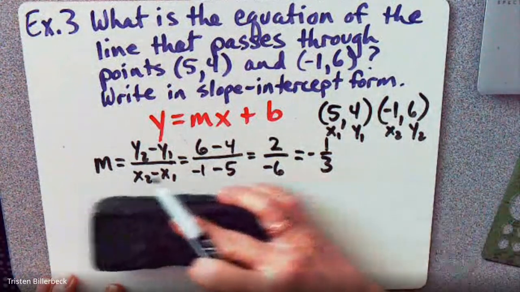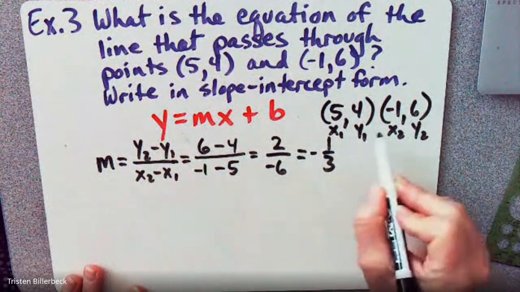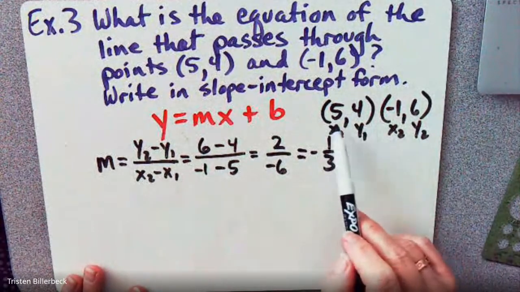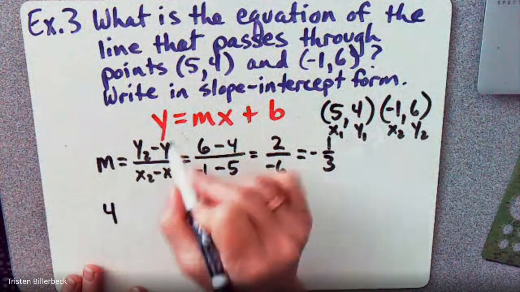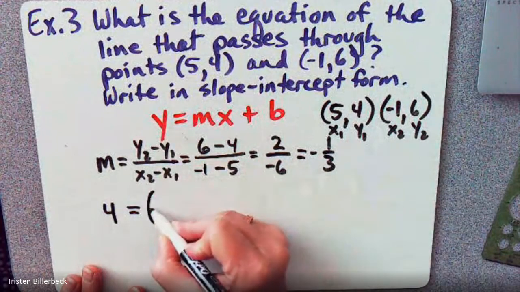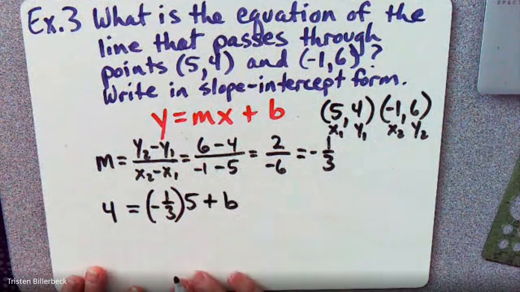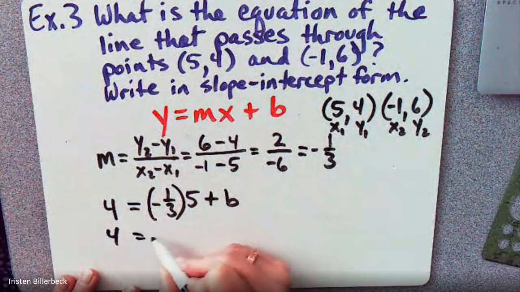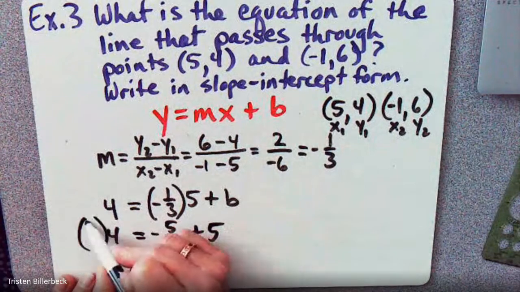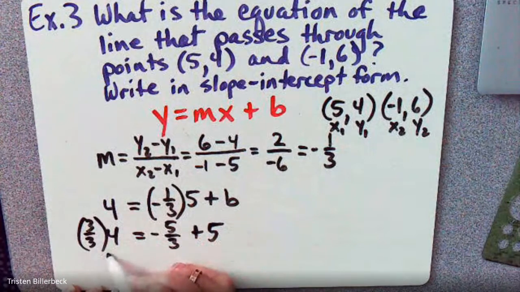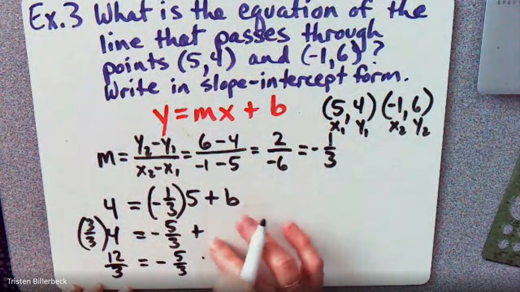Okay, so let's make some room here. Now we have our slope. So we also have an x and a y, so we can choose whatever one we want. Let's choose the one without negatives because negatives can cause some issues. So if this is my y, I can put that y value in here. My slope is -1/3, and my x is 5, plus b. So that gives me 4 equals -5/3 plus b. I see I'm going to have to make this a 3 over 3 here. So I'm going to have 12 over 3 equals -5/3 plus b. That's a b, not a 5.